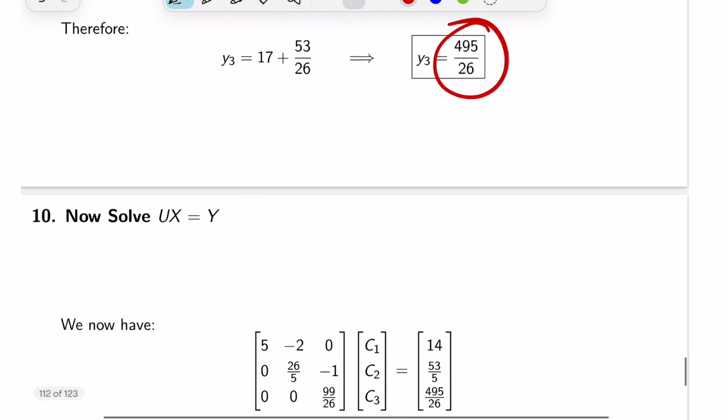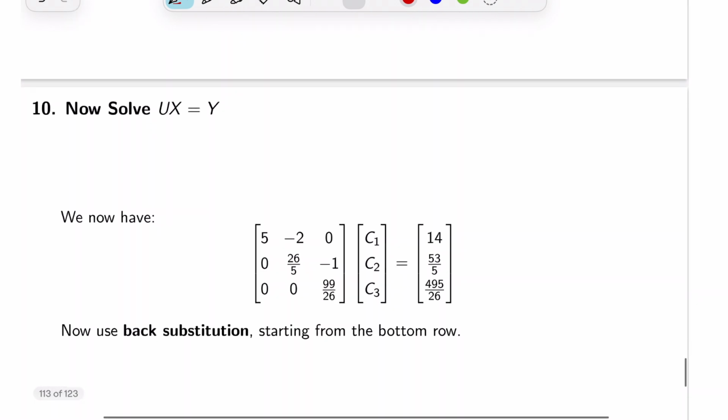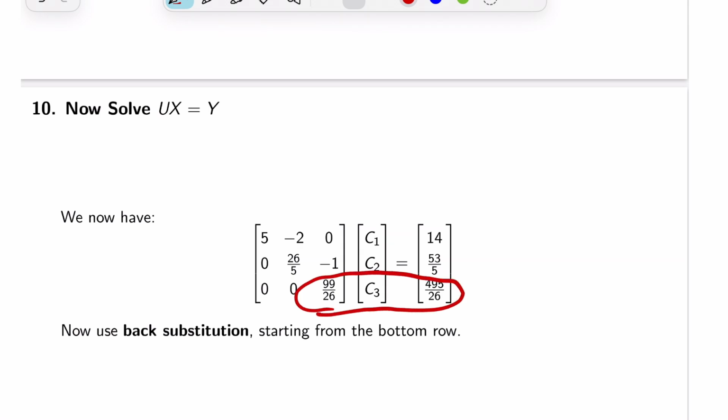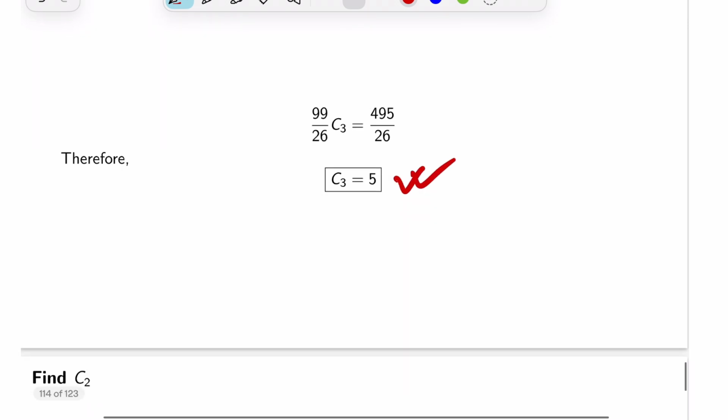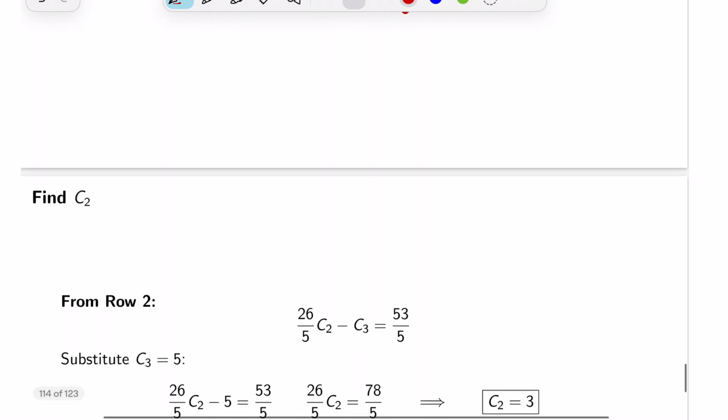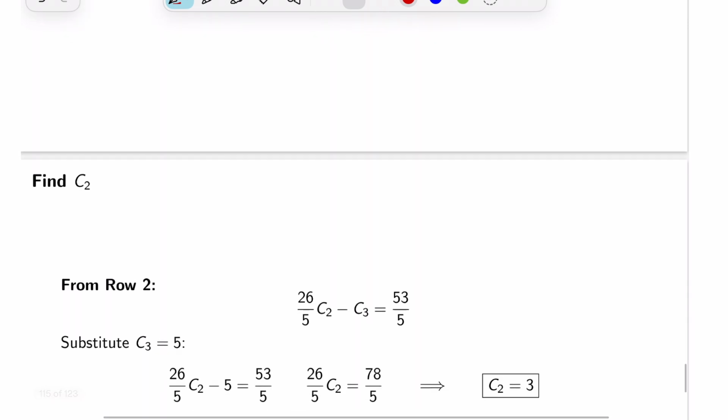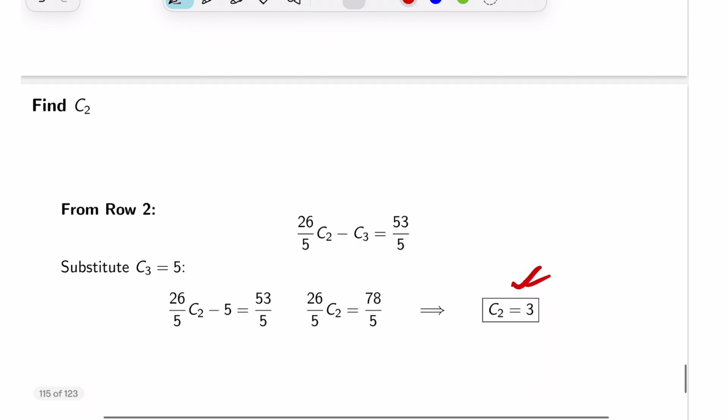After getting y, Ux is equal to y, where x is c1, c2, c3, so again we have to do back substitution. From the last row, the other entries are 0, so c3 will be this divided by this, so c3 is actually 5. After getting c3 we use row 2. If we plug in c3, you just do the calculation and you will get c2 is equal to 3.